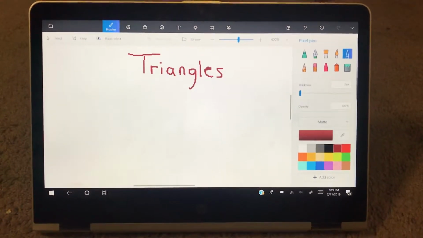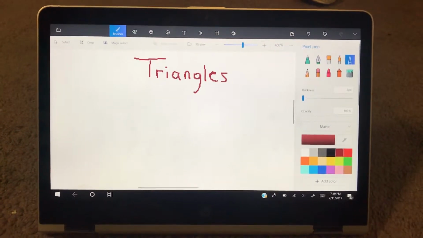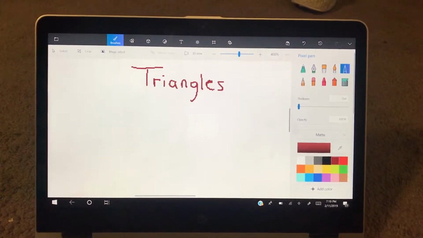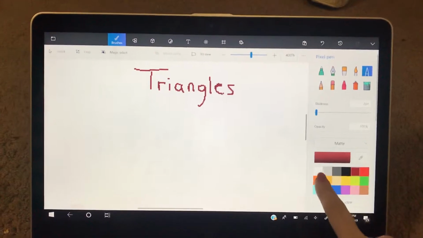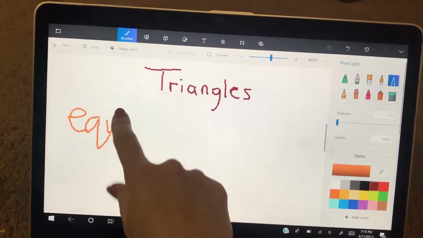In today's lesson, we're going to talk about triangles. There are plenty of different categories that triangles can fall under, but today we're going to focus on 6. So the first one we are going to talk about is an equilateral triangle.